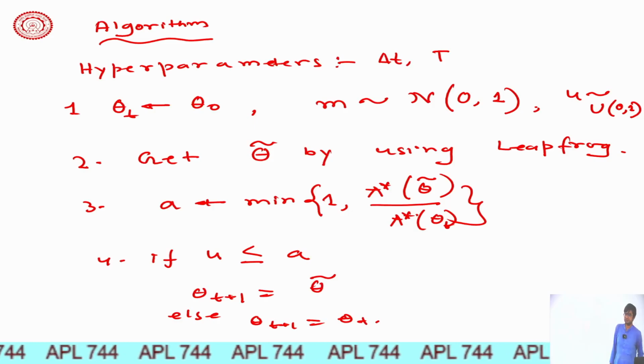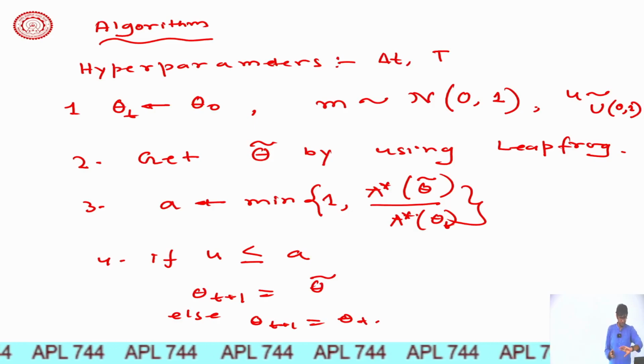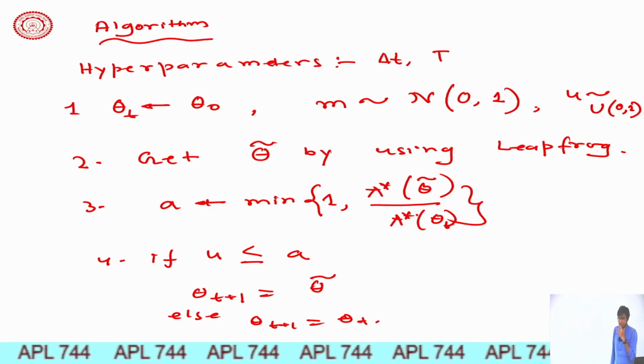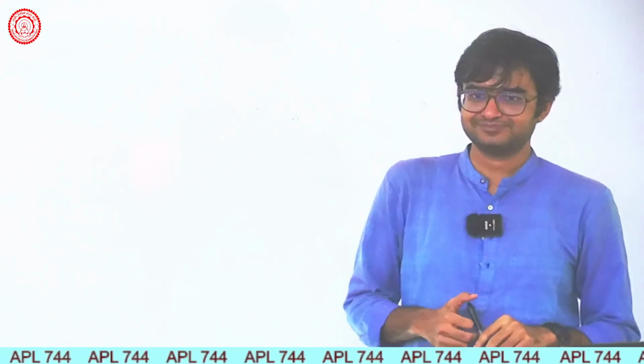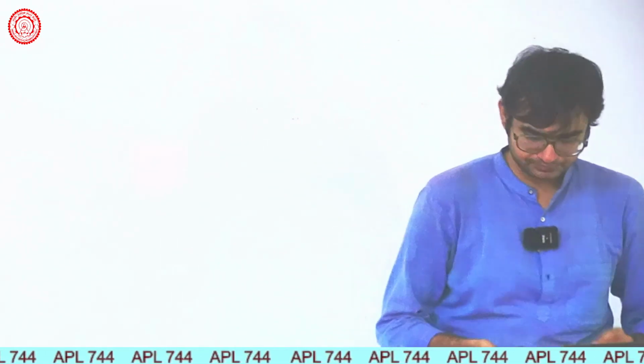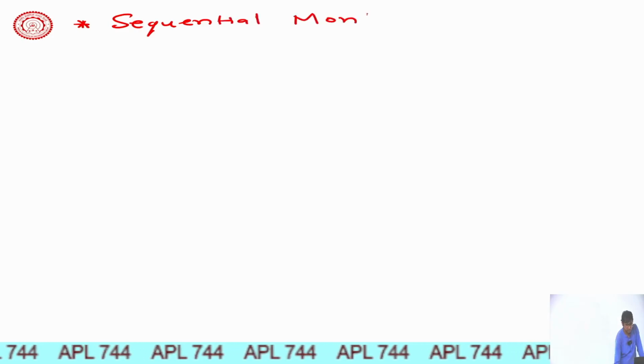Okay. So I have what? 5-10 minutes. So let us discuss the other part. Sequential Monte Carlo. Any question on this part? If not, we will move on to sequential Monte Carlo. Okay. So another algorithm that is often used is sequential Monte Carlo sampling.